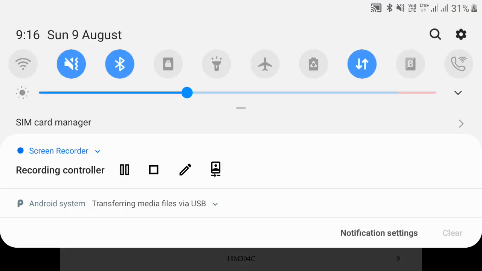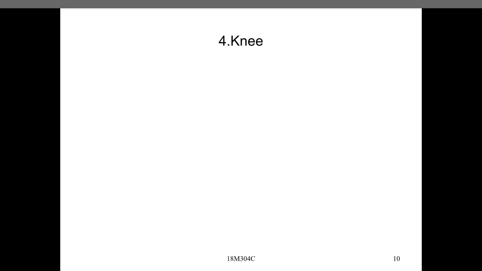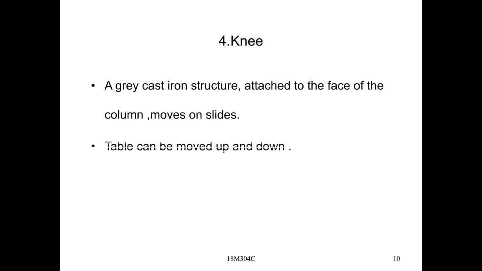The next one, after the saddle, goes to the knee. The next main component in the machine is the knee, right? It is a grey cast iron structure attached to the face of the column, which moves and slides, right? The table can be moved up and down, supporting the saddle and table, right? The knee will be provided for that.